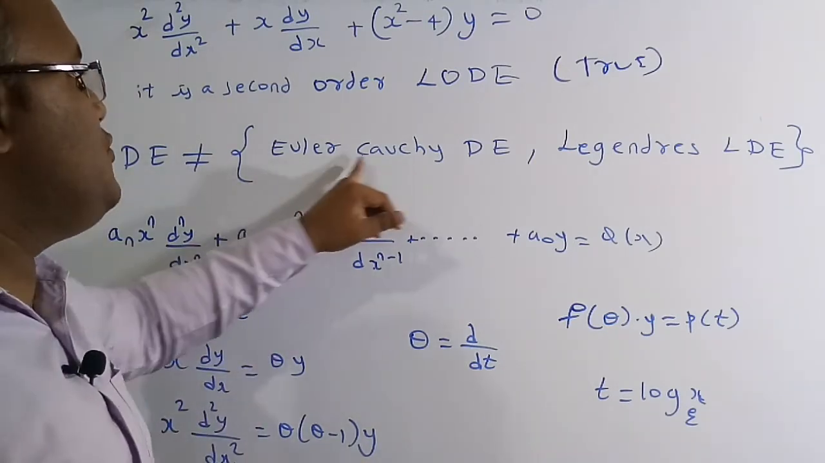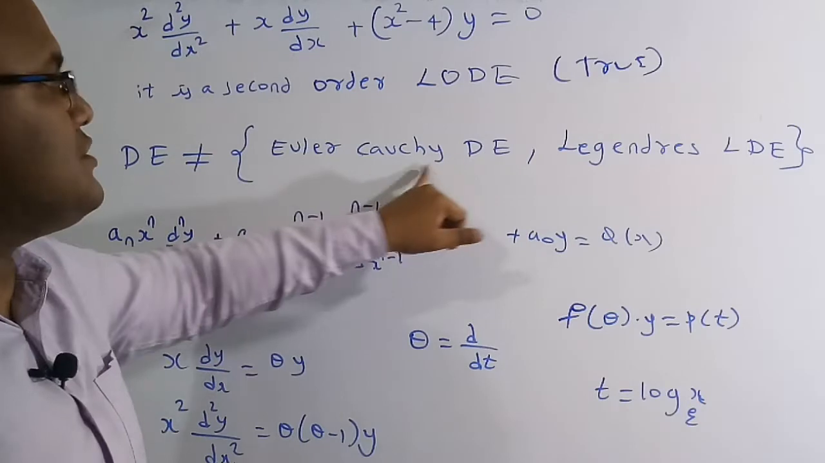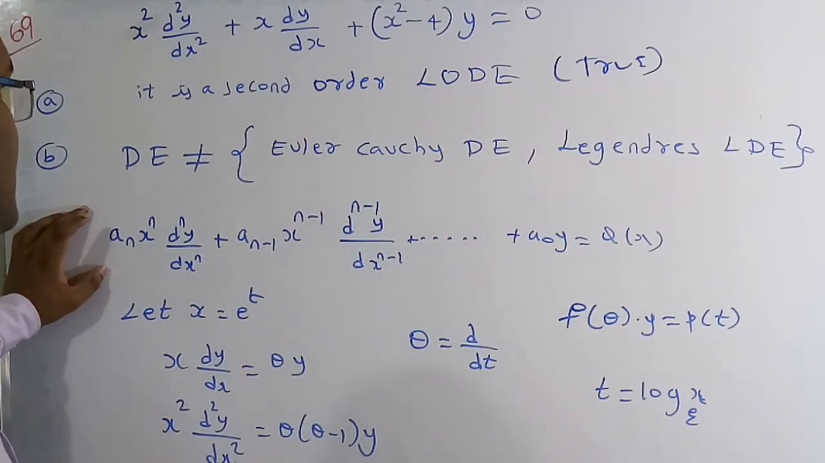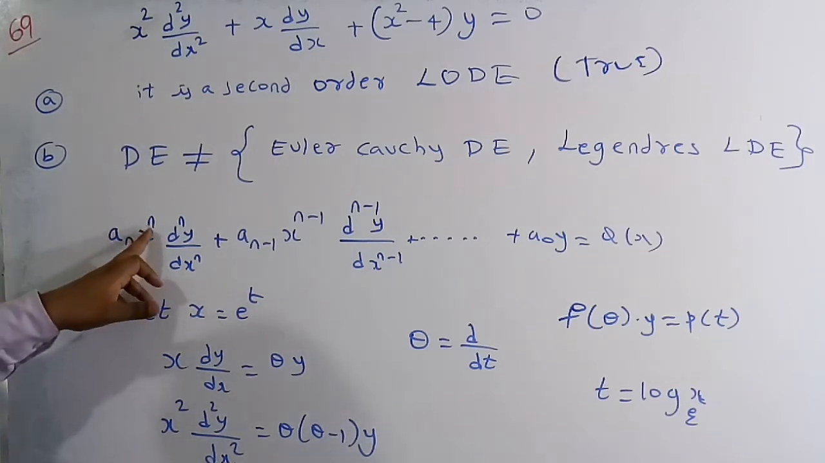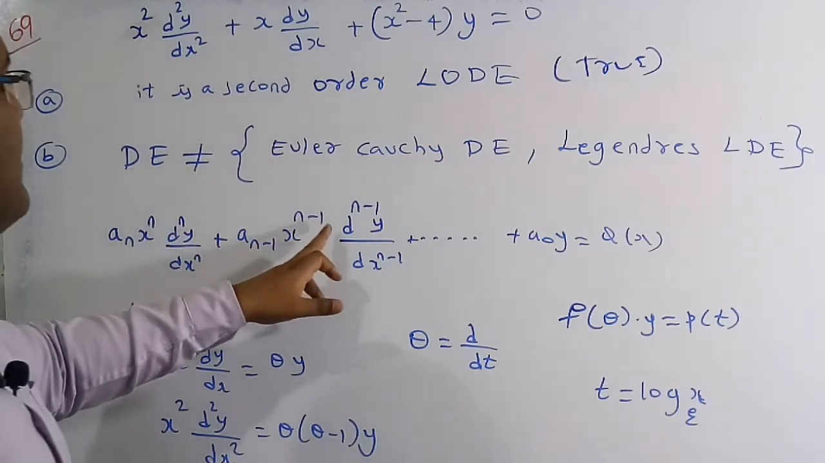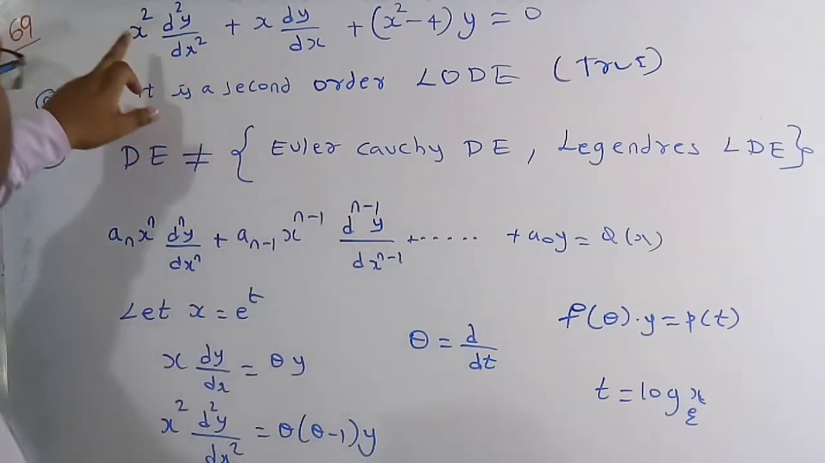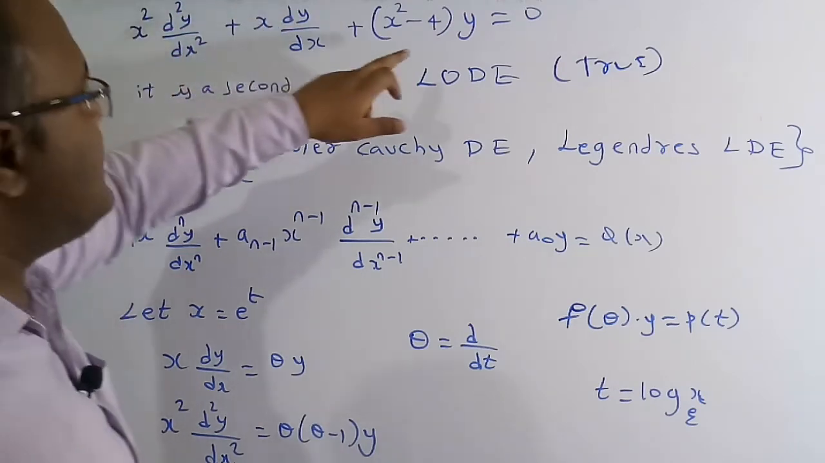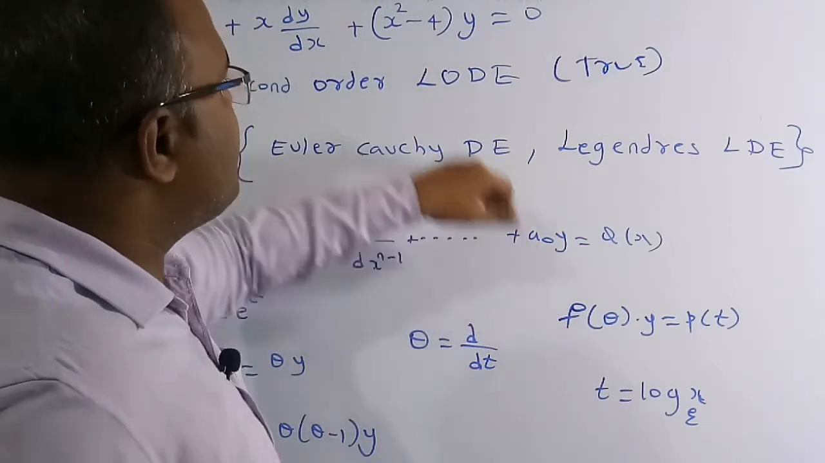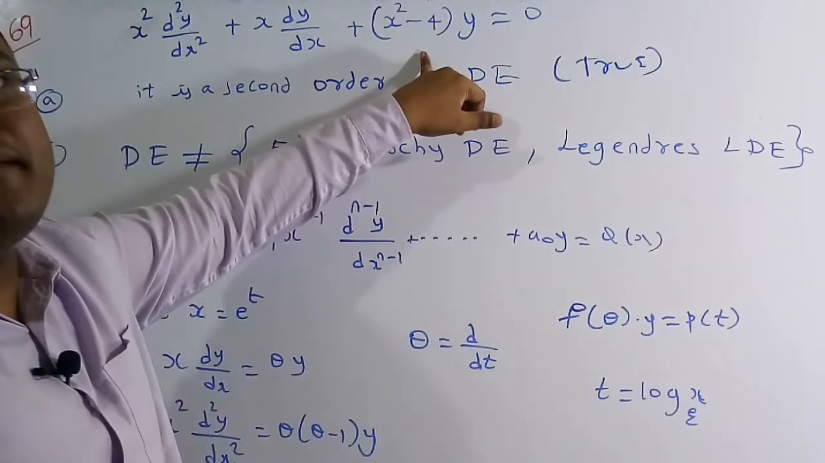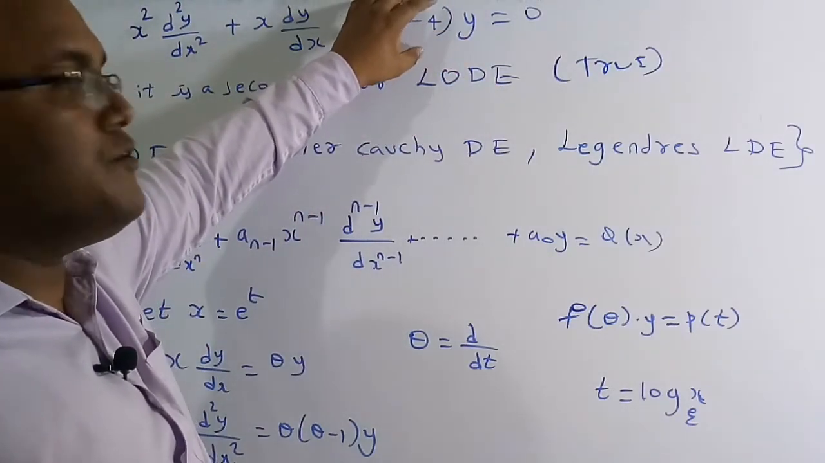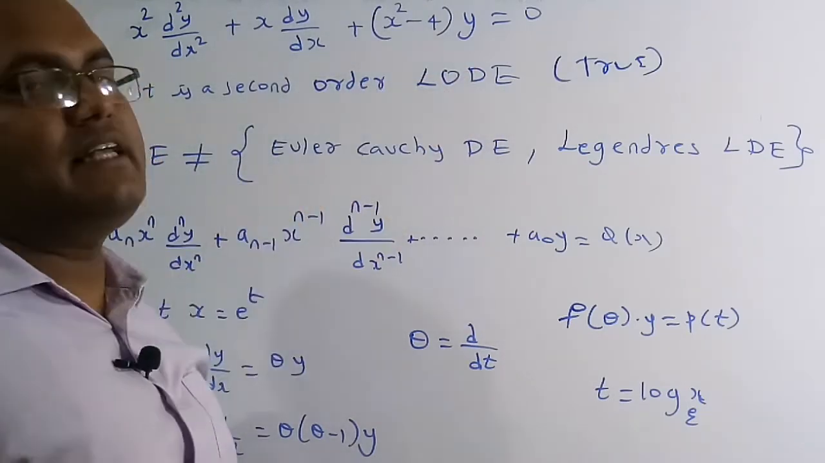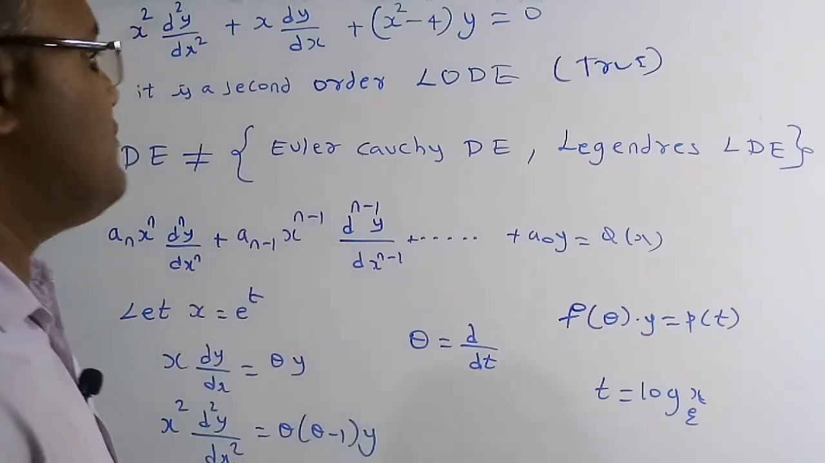So let me tell you about the Euler-Cauchy differential equation. The general format is this one, and this is called the Euler-Cauchy differential equation. You can see clearly x to the power of n with the nth derivative, x to the power of n minus 1 with the n minus 1 derivative, x squared with the second derivative, x with dy by dx. But here there should be a constant a0 multiplying y, whereas here there is a variable attached. It has to be only a numerical value. Therefore this is not in the Euler format, so we cannot convert it into a constant coefficient differential equation.